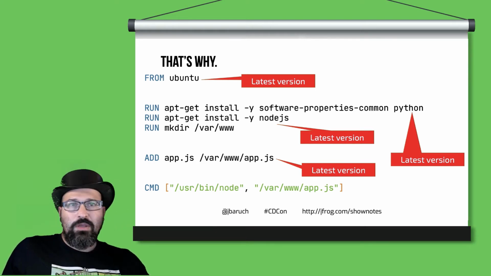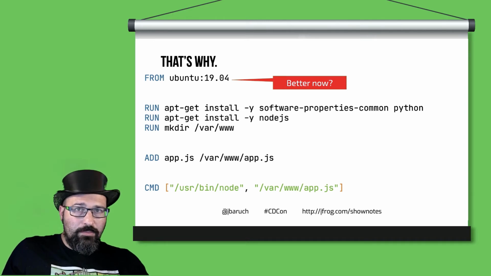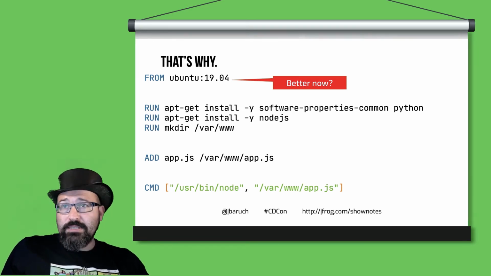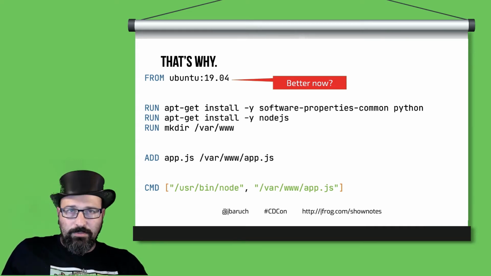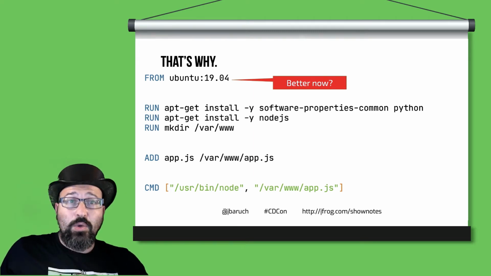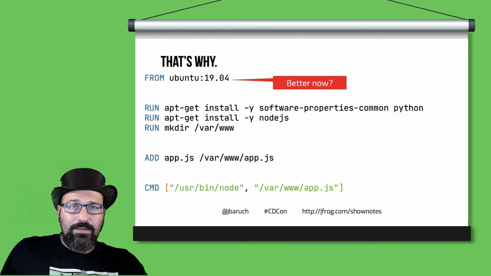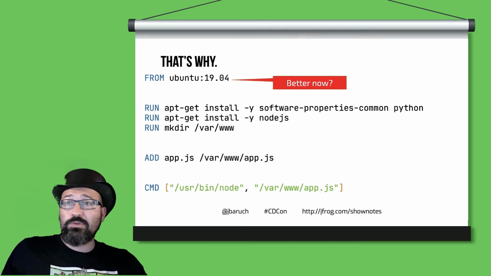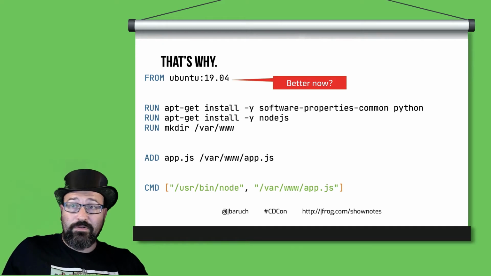Well, let's try. First of all, we can nail down the from image. Is it better? Well, to an extent. It is 19.04, but you need to remember that Docker images are mutable. And that means that Canonical, the maintainer of Ubuntu, can and will push changes like security fixes into the same tag. So if you build from Ubuntu 19.04 twice, you can get different results.